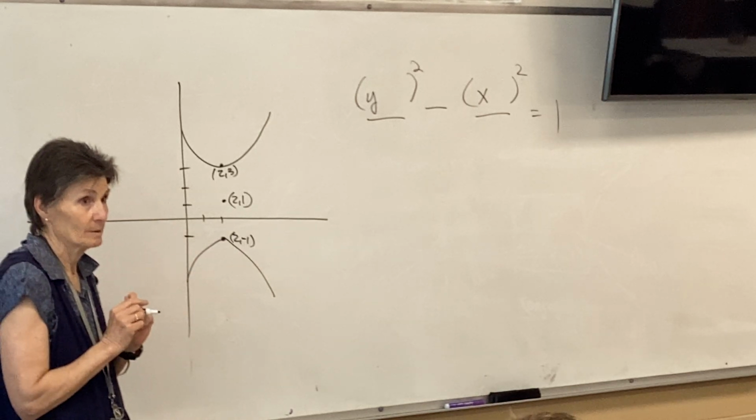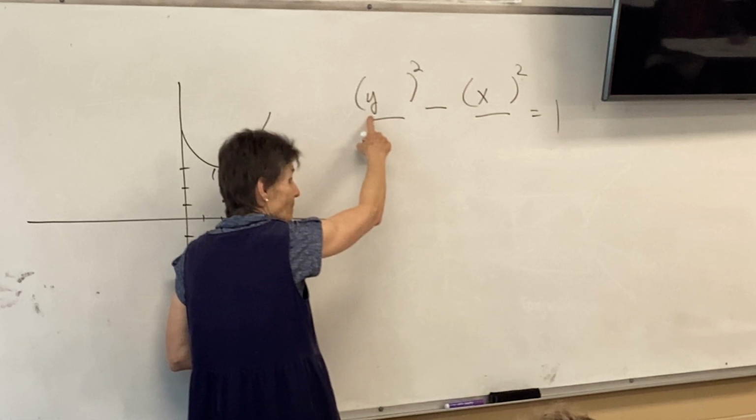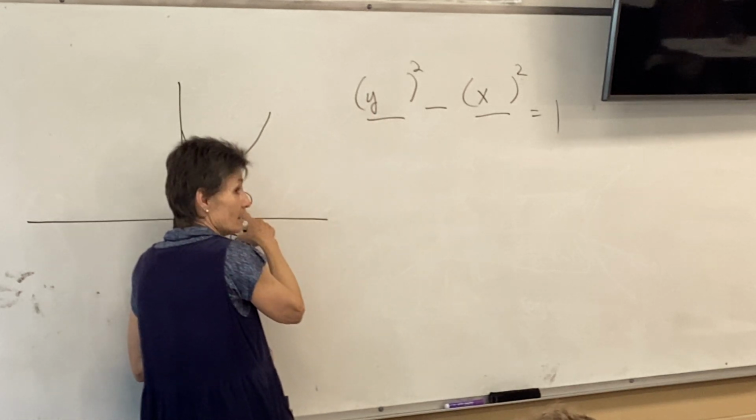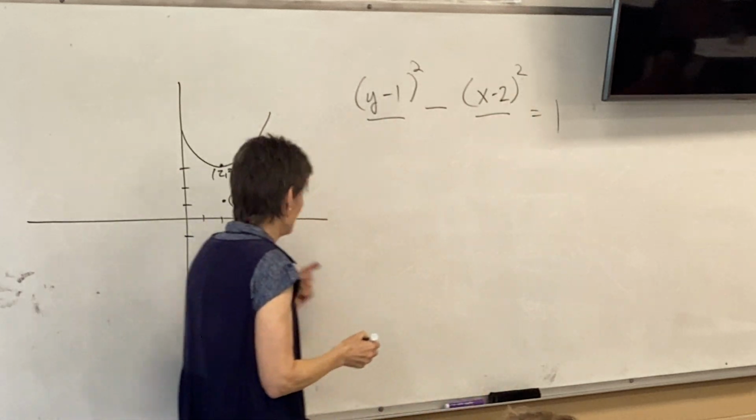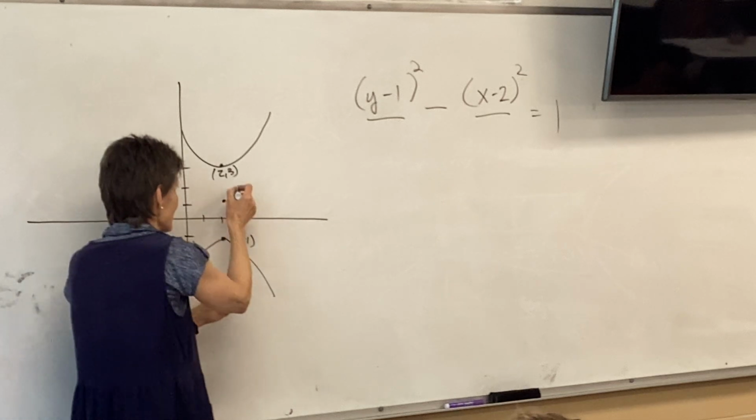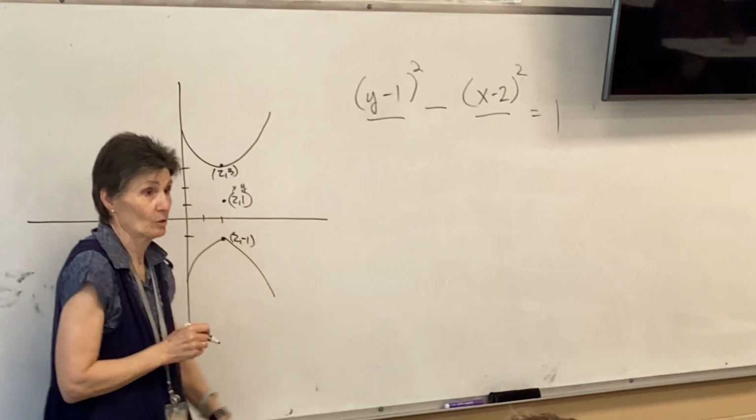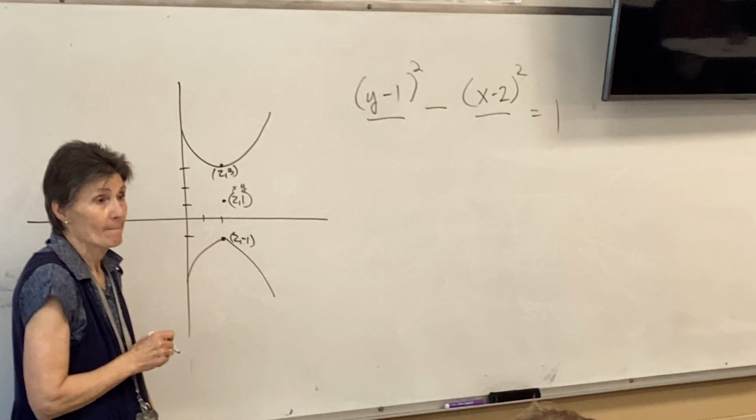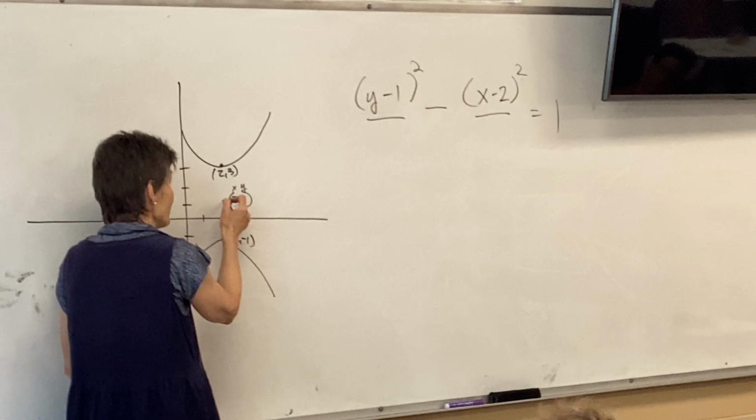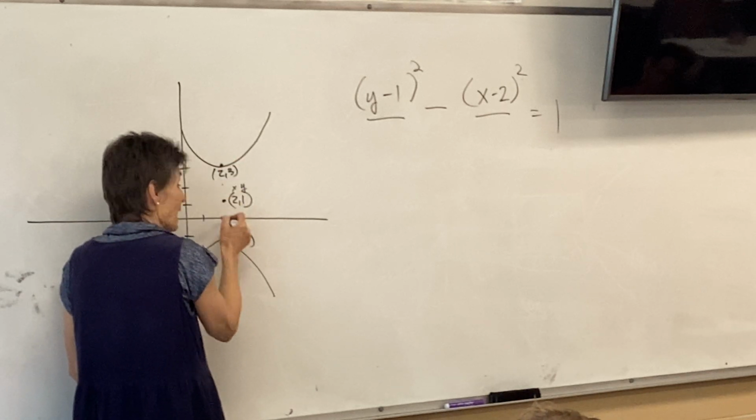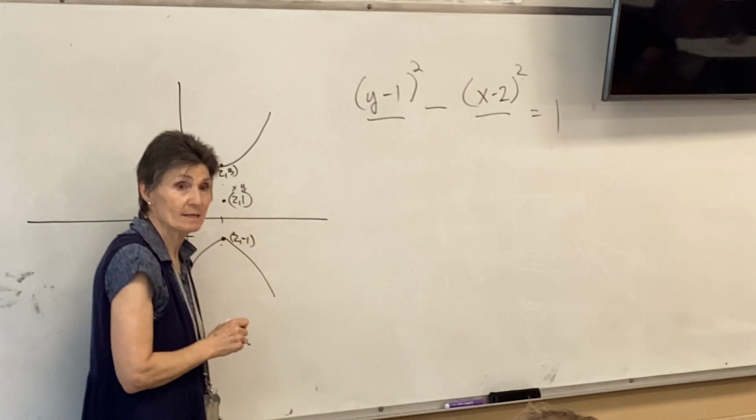But be careful. This is Y. It's not Y minus 2, it's Y minus 1, and X minus 2. The center is 2, 1, but that's an X and that's a Y. So make sure you're matching up your letters correctly. I didn't build a box, but if I did, I would count up 2 and down 2, which means under Y is 4.